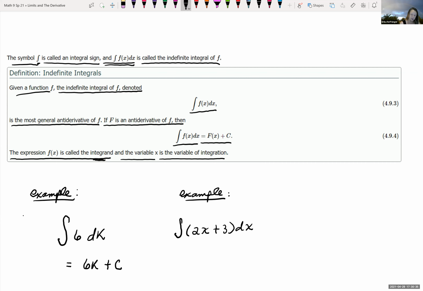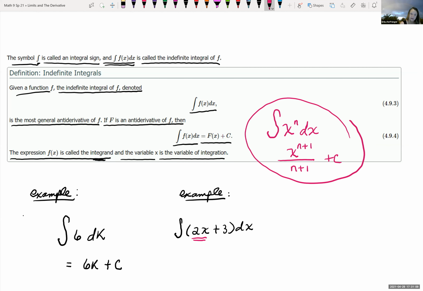So let's look at the first term, 2x, and we're thinking to ourselves, what can I take the derivative of to get back 2x? Well, if I use that general power rule, which says I have the integral of x to the n dx, all I'm going to do is add 1 to my exponent, divide by that new exponent, and add c. So if I think about it like that, that coefficient in front too, I'm going to ignore. I'm just going to bring it down.